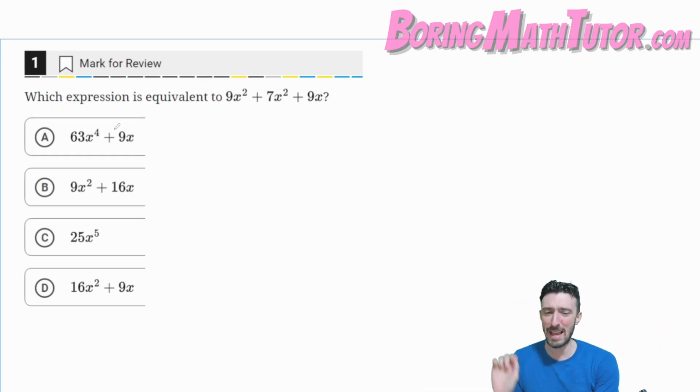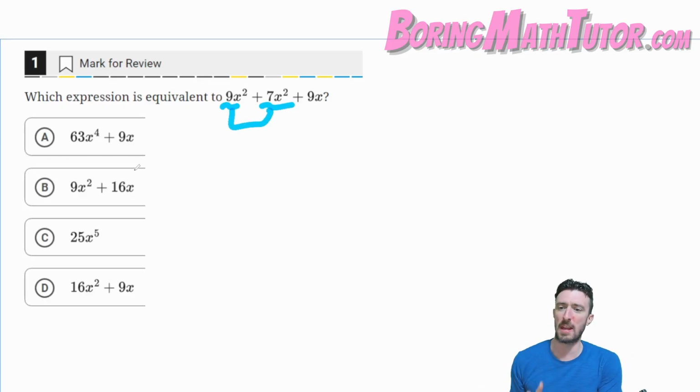All right, we're in the hard section of the second section of the first practice test. Let's go. I see some like terms. 9x squared, 7x squared, they both end in x squared. Those are going to add up to 16x squared. And that's all I got to do.